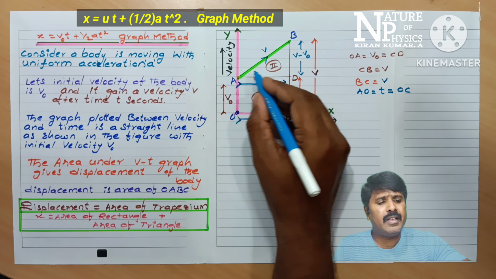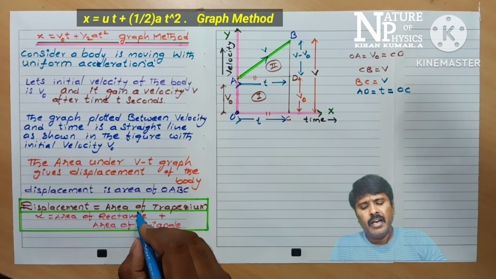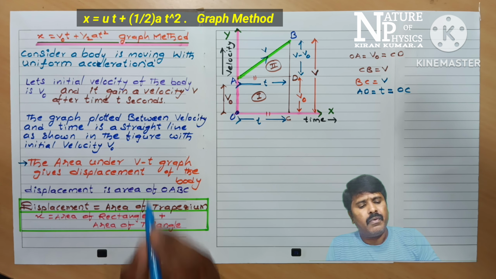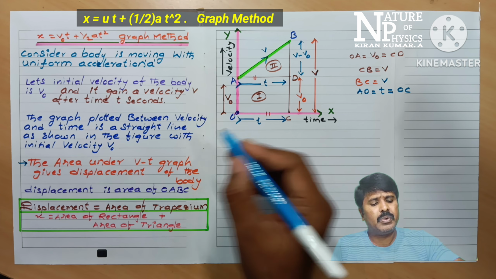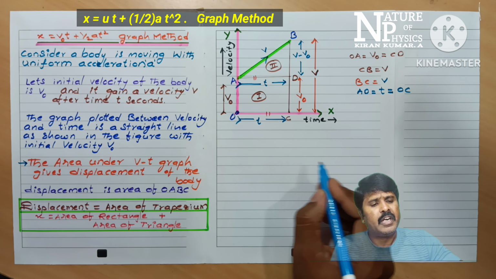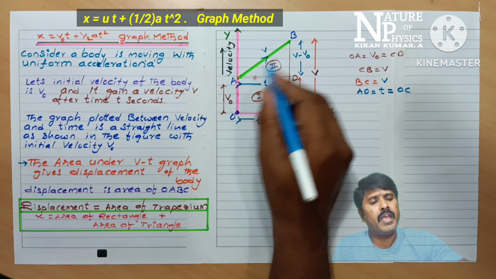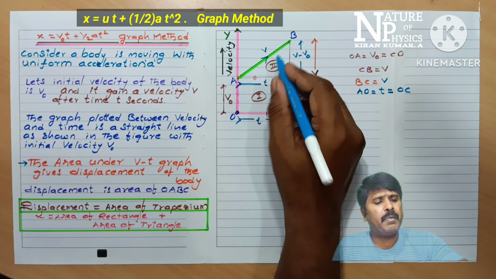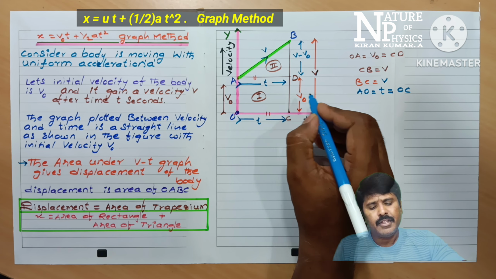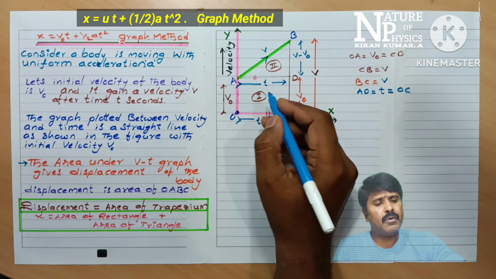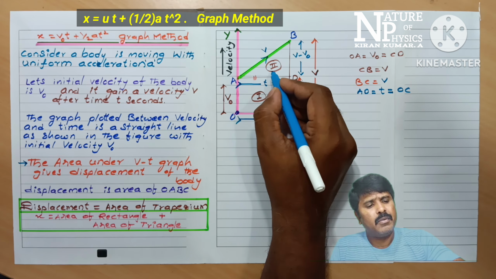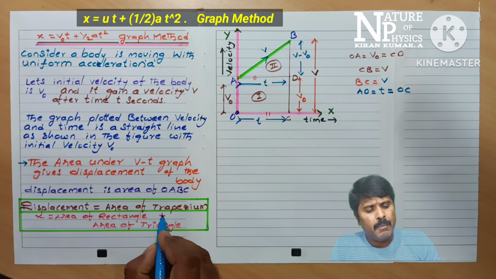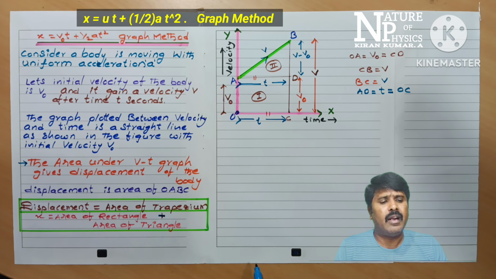The area under the velocity time graph gives the displacement of the body. So what does the area under the velocity time graph give, student? The displacement of the body. Displacement is represented in the diagram by the area OABC, and displacement is equal to the area of the trapezium OABC. That area is divided into two parts: one is the rectangle and the second one is the triangle. That's why displacement x is equal to the area of the rectangle plus the area of the triangle, students.